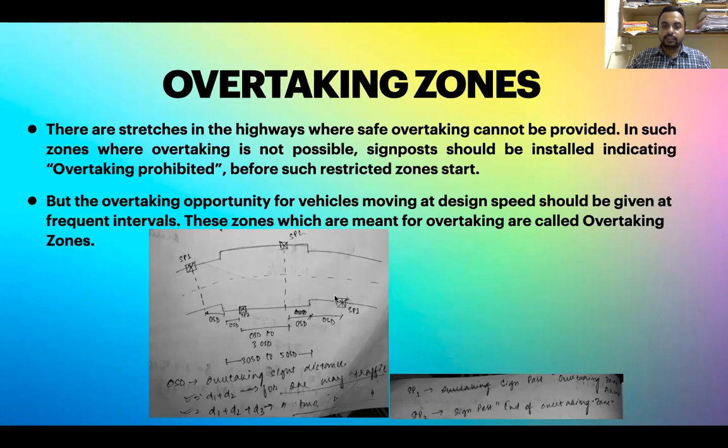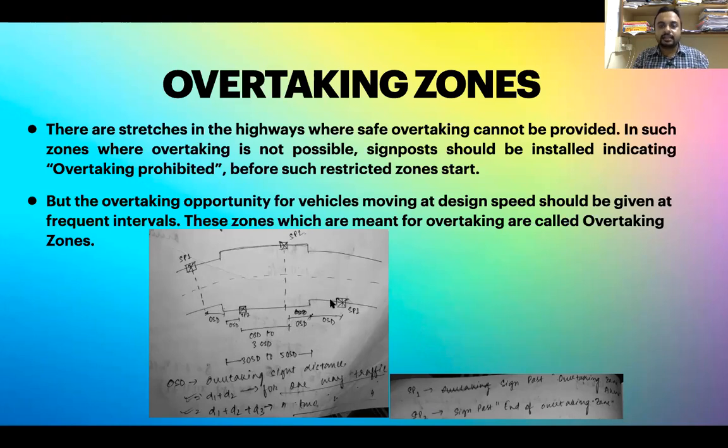So this overtaking zone distance is approximately thrice OSD, minimum 3 OSD. This is 1 OSD. This distance will be 1 OSD to 3 OSD, and this is 1 OSD. So the total will be minimum 3 OSD to maximum 5 OSD. And these distances are also 1 OSD. So you have to calculate the OSD first of all. How much is 1 OSD? Then you can design the overtaking zone.